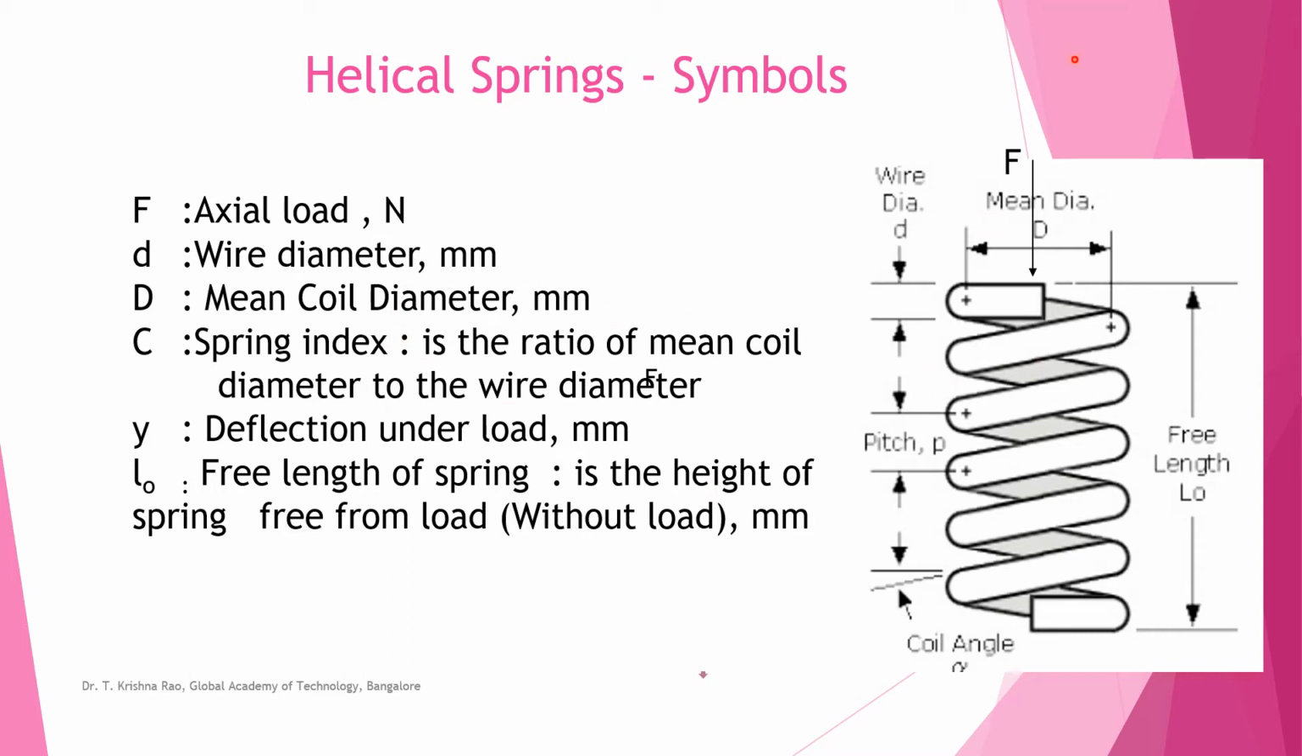We have got F as the axial force, small d is the wire diameter, capital D is the mean coil diameter, P is the pitch, the distance between two consecutive coils, L0 is the free height of the spring, and Y is the deflection. C, the spring index, is the ratio of capital D by small d.